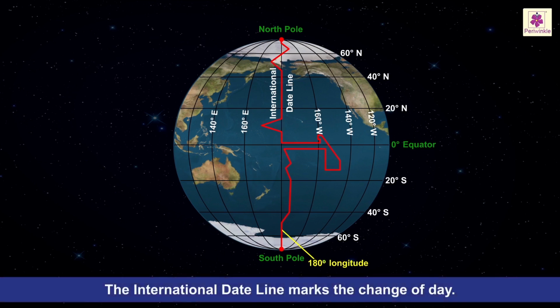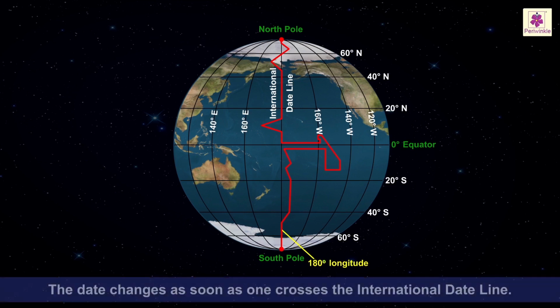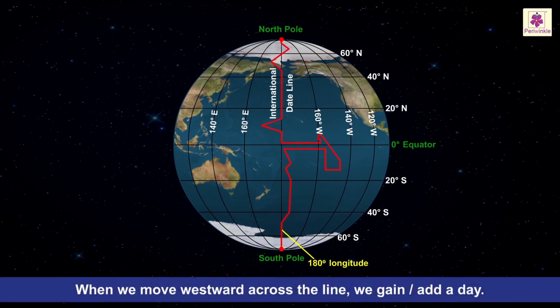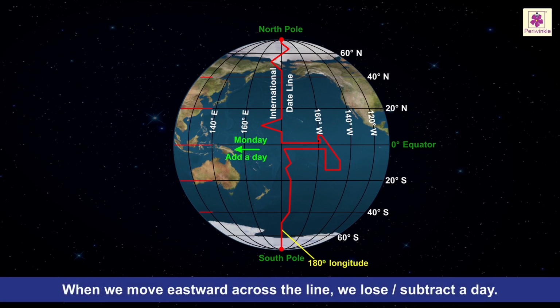As the name suggests, the international date line marks the change of day. The date changes as soon as one crosses the international date line. When we move westward across the line, we gain or add a day. When we move eastward across the line, we lose or subtract a day.